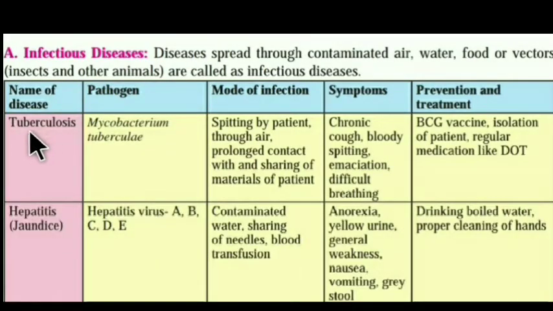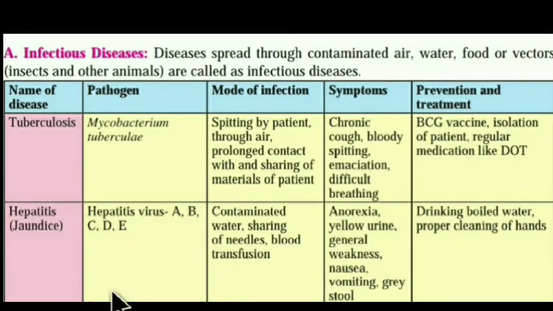In this table, the first column is the name of the disease. Next, the pathogen, which causes the disease. Next, the mode of infection, how the disease gets spread. Next, symptoms, which means lakshane: what are the symptoms of that disease? Then prevention and treatment: how we can prevent or take care of that disease, and if we get the disease, how it gets treated.